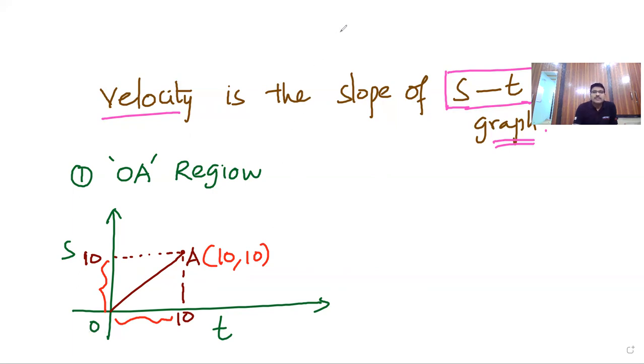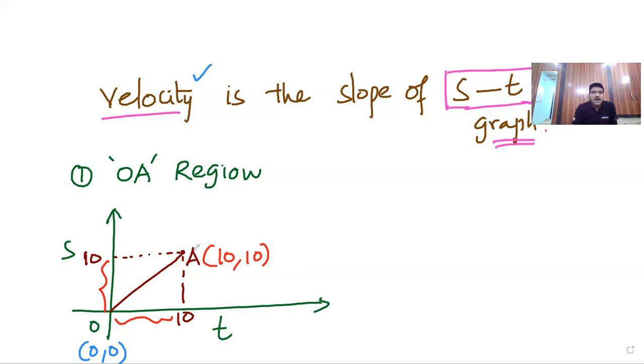What are the coordinates of the origin O? 0, 0. So OA is a line. O has coordinates 0, 0. A has 10 seconds on the x-axis and 10 meters on the y-axis. Displacement in meters, t in seconds. Clear? 10, 10 is A.